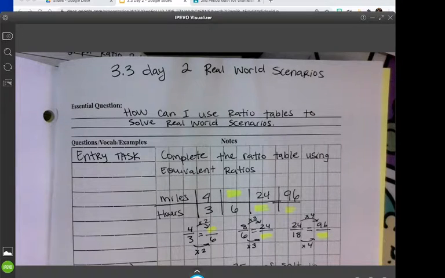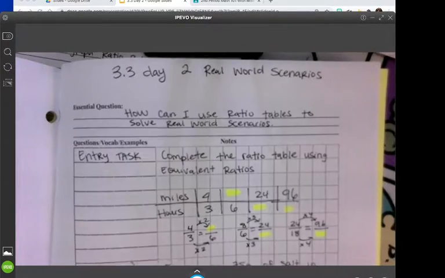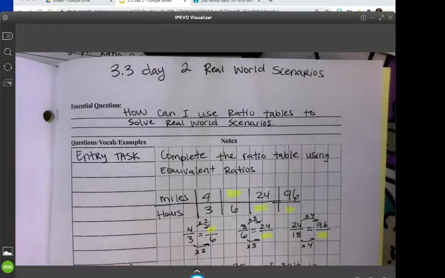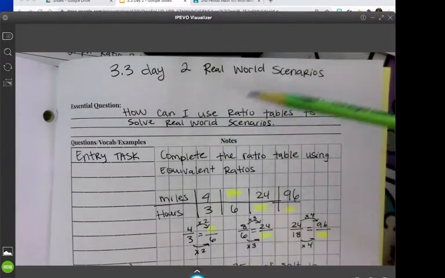Alright, this is the video for 3.3 day 2 real world scenarios. We're just going to be continuing to complete ratio tables so you can have more practice with that, and then after we work on some of these real world scenarios, you will have more work time to complete the 3.3 practice that was assigned on Big Ideas Math. And so as always, please make sure that you've already copied the notes down before you watch the video.